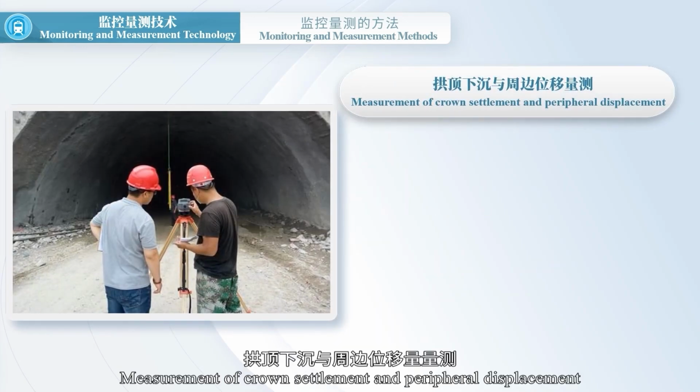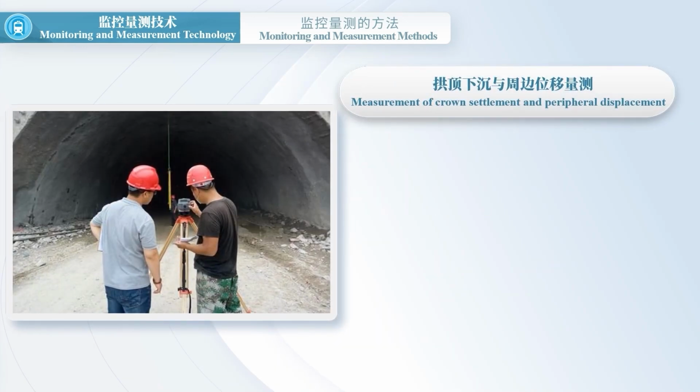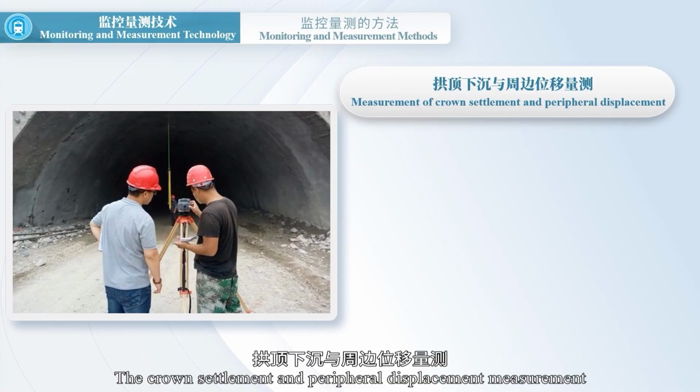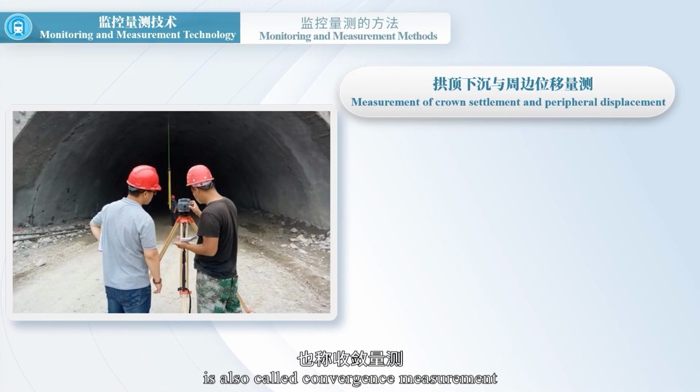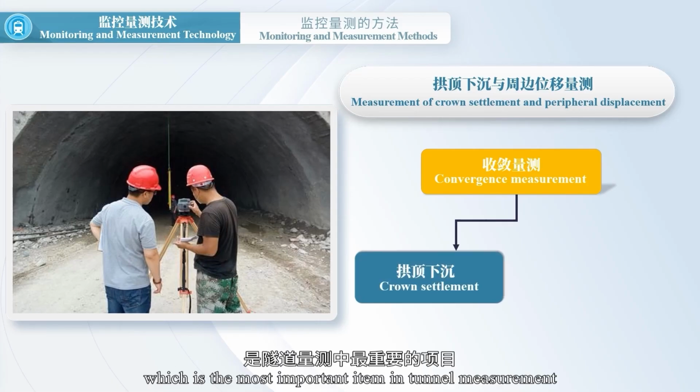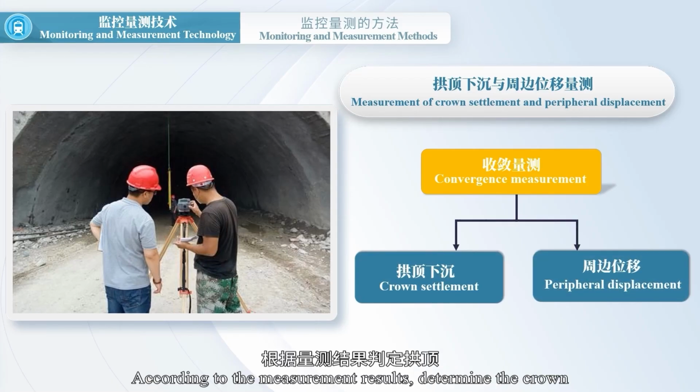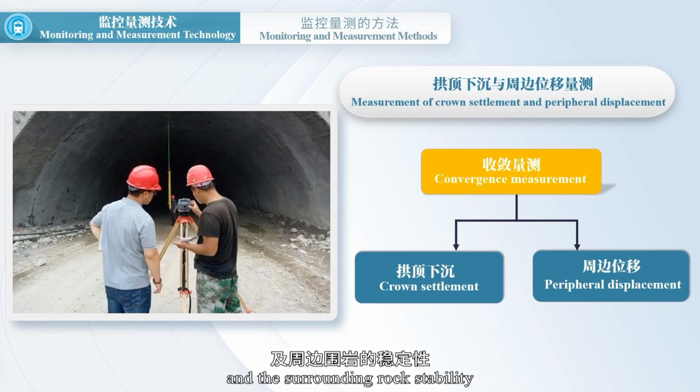Measurement of crown settlement and peripheral displacement. The crown settlement and peripheral displacement measurement is also called convergence measurement, which is the most important item in tunnel measurement. According to the measurement results, determine the crown and the surrounding rock stability, the rationality of primary support and construction, and the time of grouting of secondary lining.